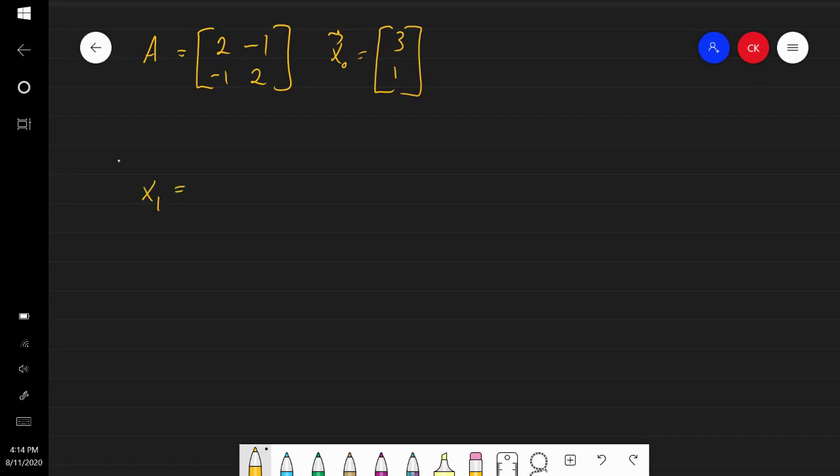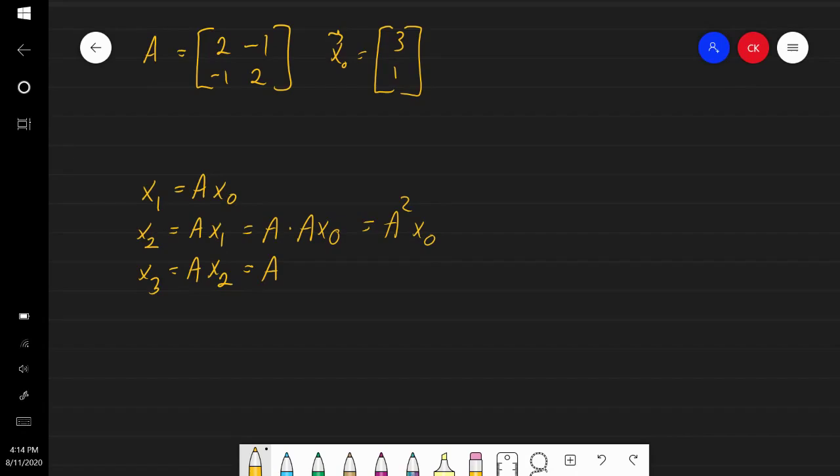Again, x1 is equal to A times x0 using our difference equation. x2 is equal to A times x1. However, x1 we can describe in terms of x0. So it's A times A x0, or A squared times x0. x3 is equal to A times x2, but x2 is A squared times x0. So this is A times A squared times x0, which is A cubed times x0.